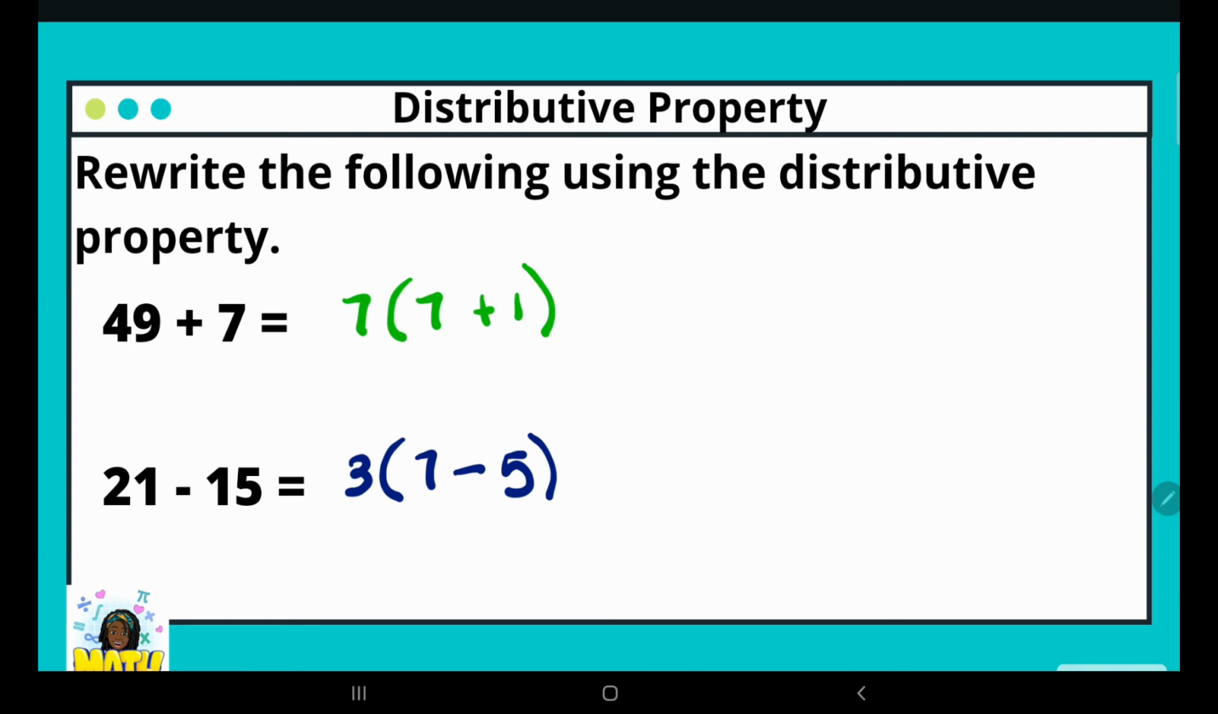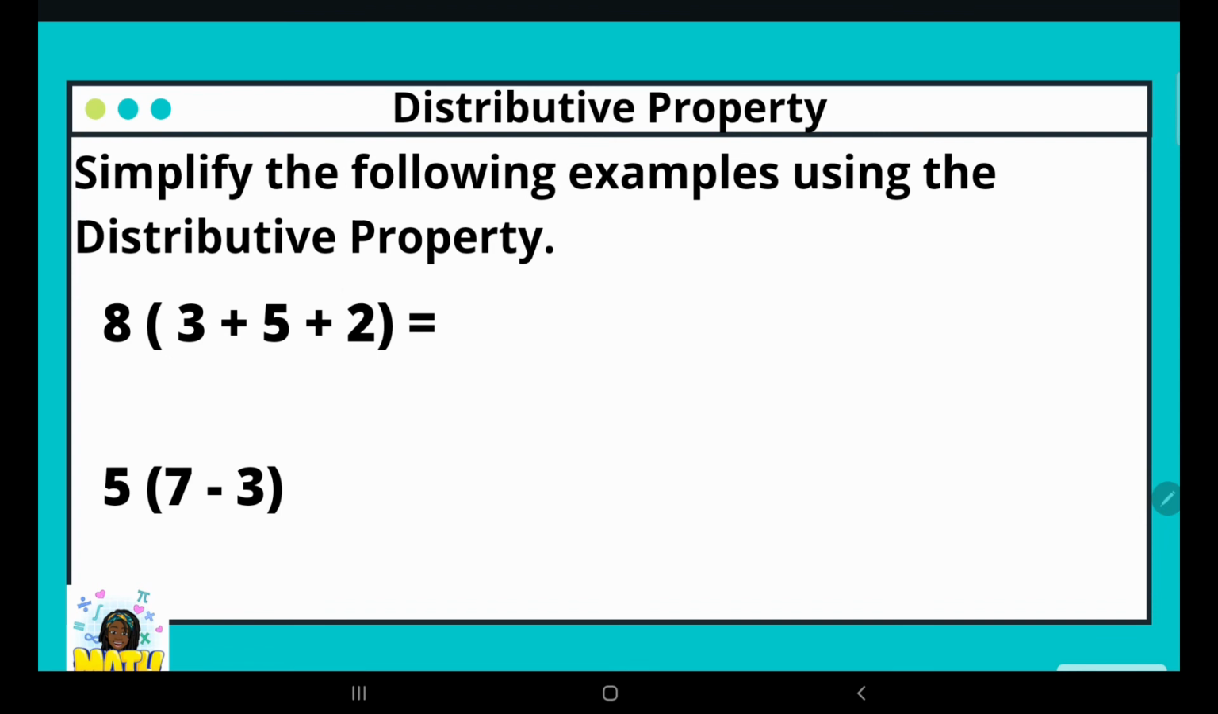Okay, so here it is. It's not asking us to solve it. I know a lot of times we want to actually go and solve the problem, but this is what it's asking you to do. Rewrite the problem using the distributive property. And the distributive property is this whole concept of having a number on the outside and being multiplied by either the sum or the difference of another number.